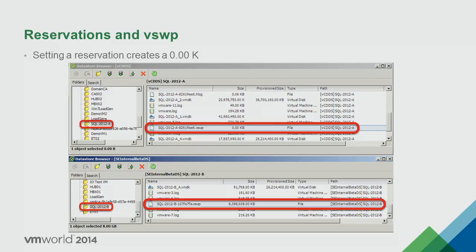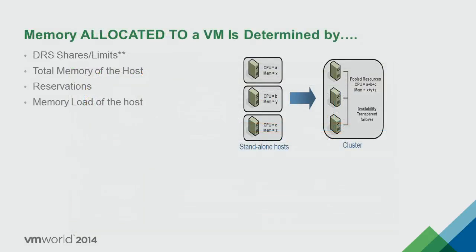Yeah, and here's an example in the GUI. You set the reservation equal to the configured size, you get a 0K swap file. So memory allocated to a VM is determined by DRS shares and limits, the total memory of the host, any reservations that you've set for that VM, and the memory load of the host overall.